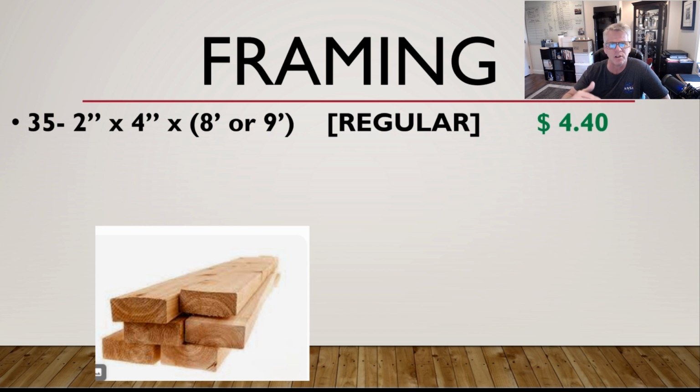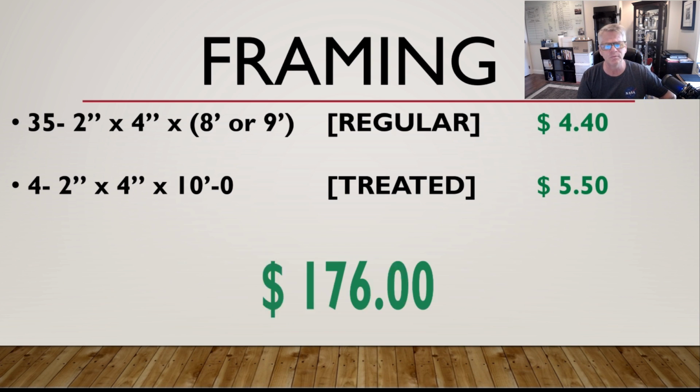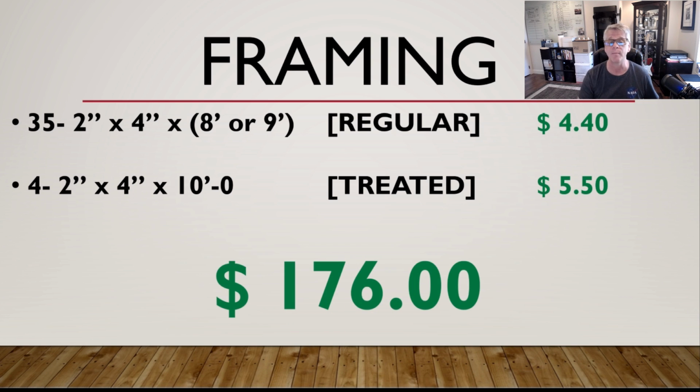I don't know how tall your ceilings are, but they're either going to be generally 99% of the time 8 foot or 9 foot tall, or a little bit less. And you're going to get regular spruce 2x4s. $4.40 a piece. And then you'll need 4 treated plates. So you'll need 4 2x4 by 10 foot 2x4s at $5.50. That will be your bottom plate of your wall because you have to use treated lumber against concrete. For a total of $176 for all your framing lumber.